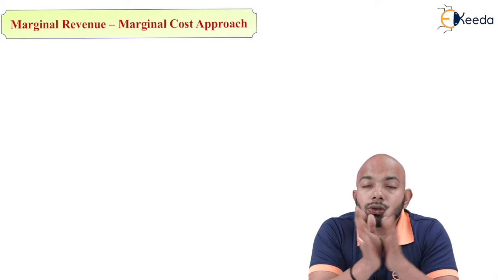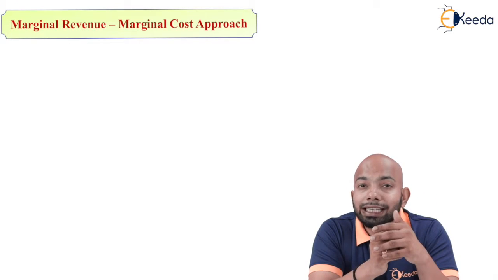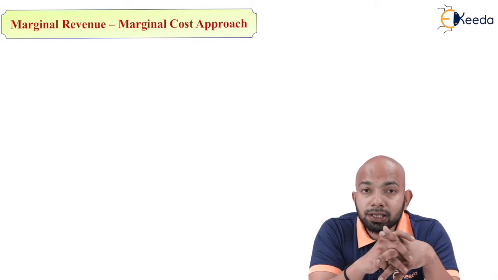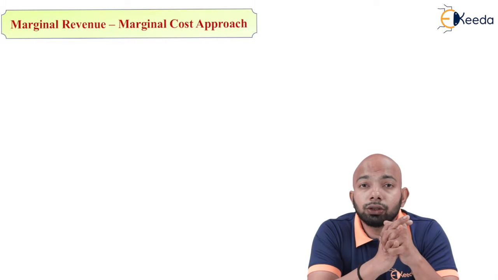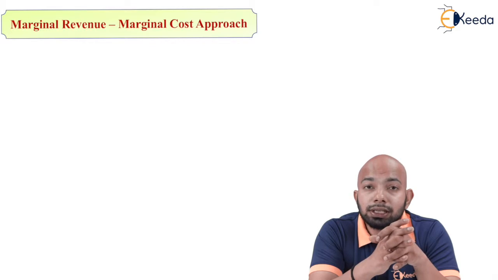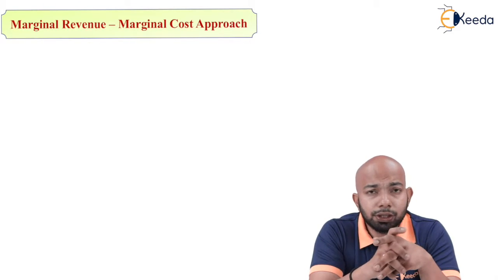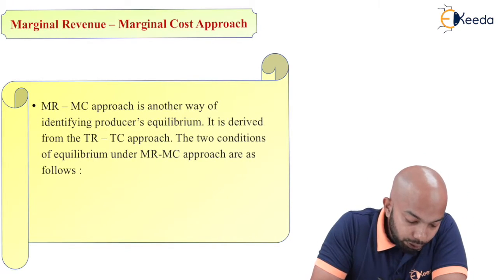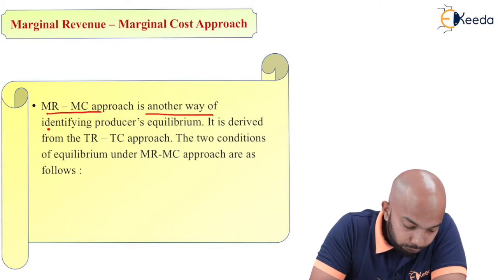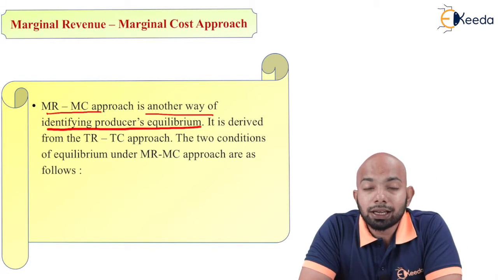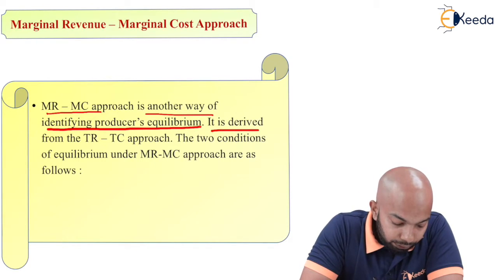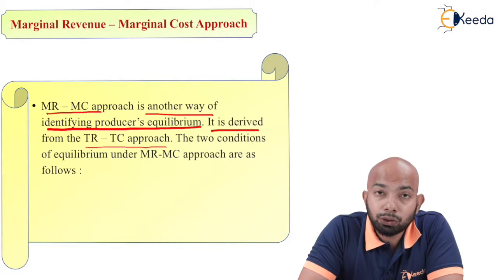Via the total revenue and total cost approach, we have understood the conditions that lead to producers' equilibrium. Now with this approach, we need to understand the conditions we have to follow to figure out the producer's equilibrium. The theory says that the marginal revenue and marginal cost approach is another way of identifying producer's equilibrium. That means we can identify whether the producer is at equilibrium or not by using this approach as well. It is derived from the TRTC approach, that is, the total revenue and total cost approach.